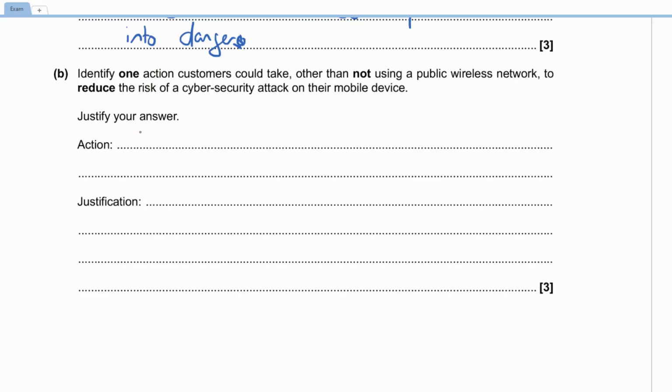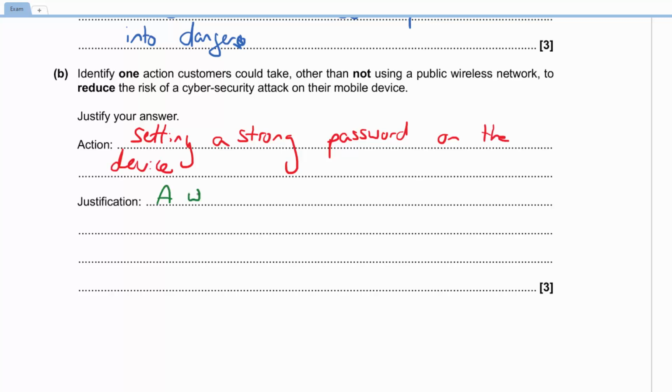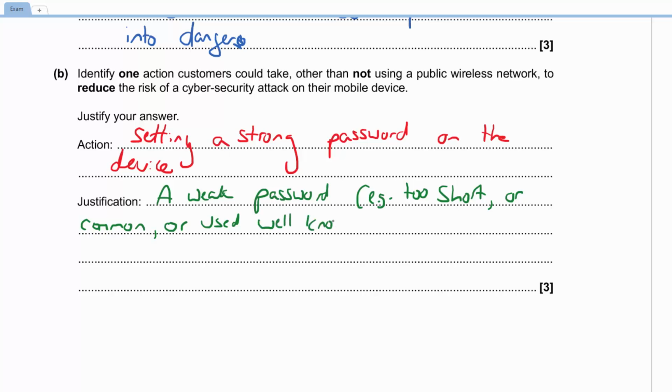So action, setting a strong password on the device. Because if we had a weak password, what do we mean by weak password? We mean ones which are too short or common or use well-known information. Like if you've got a pet dog and it's all over your Instagram, you could use that dog's name as your password. It might be quite obvious to guess.